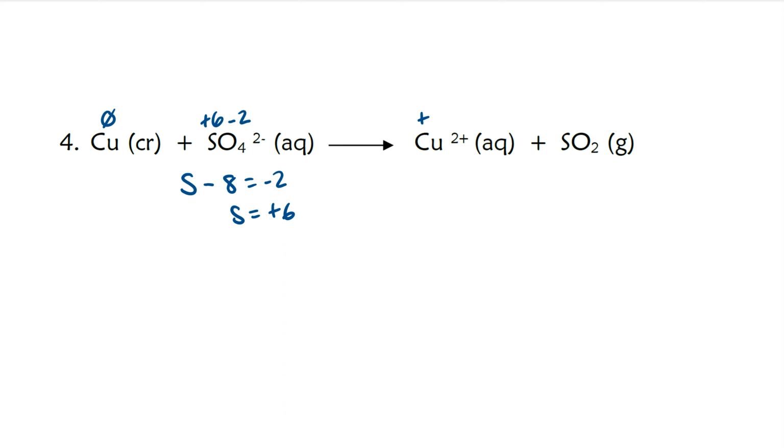Copper on the product side is going to be a +2. And then again here I got oxygen, -2, so this sulfur has to be a +4.